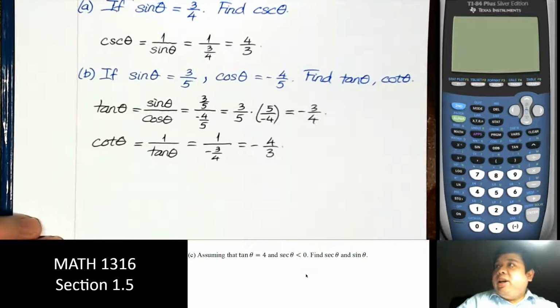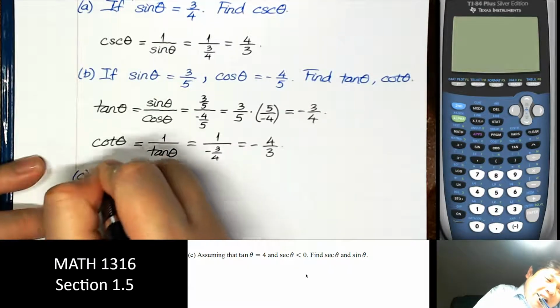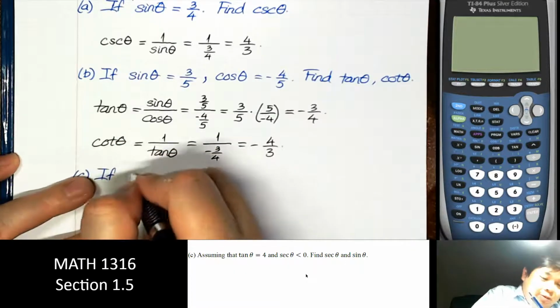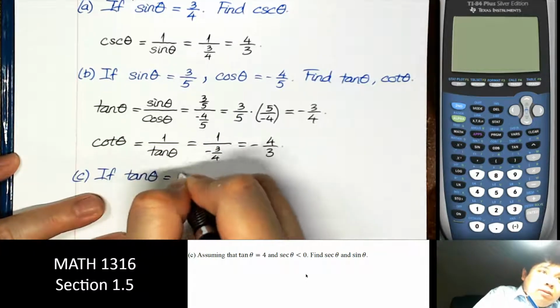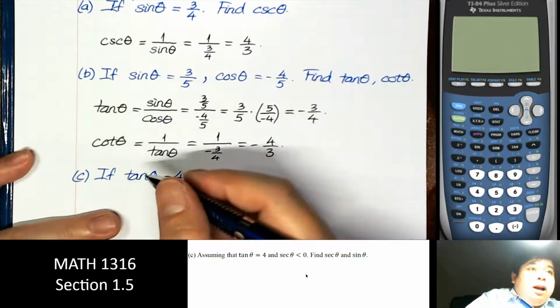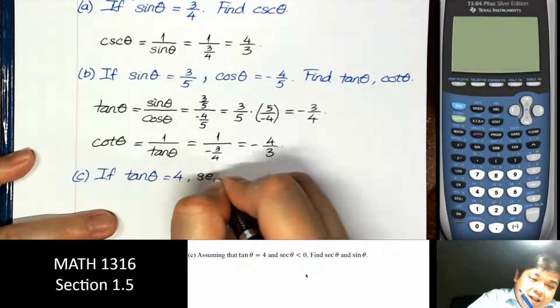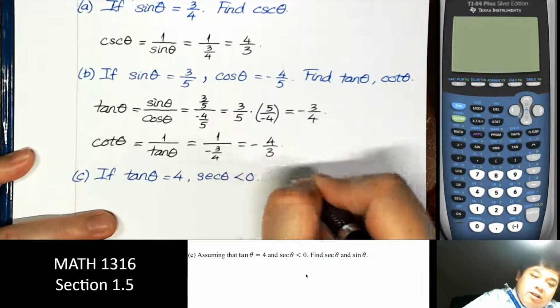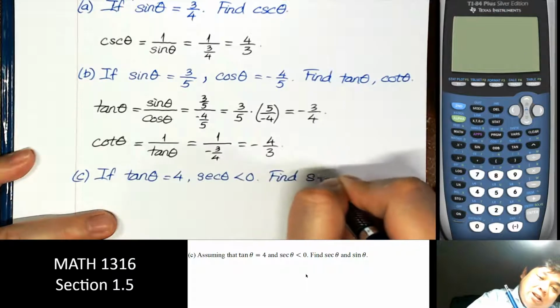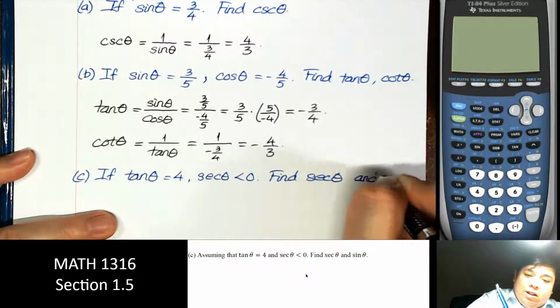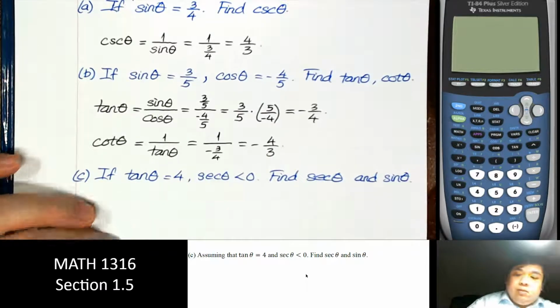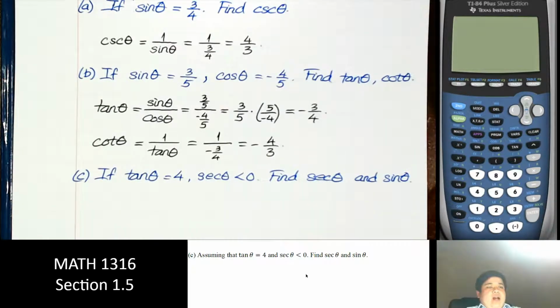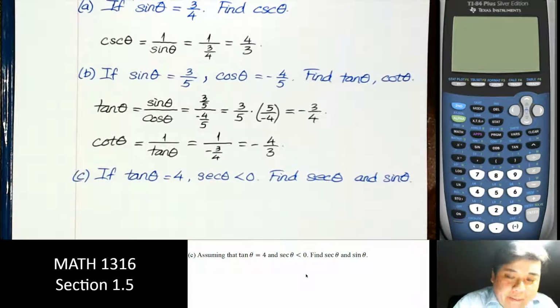There's obviously a typo here. C. If tangent is 4, oh, never mind, that's correct. Secant is negative, and we want secant and sine. How do we do this? Right. We don't know anything about secant. We only know one value.